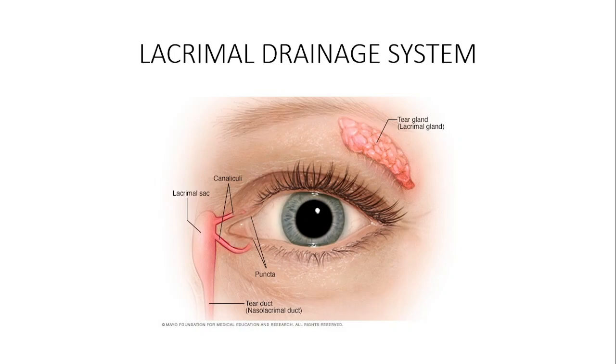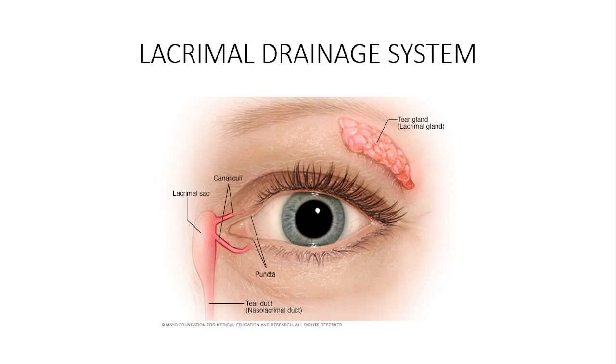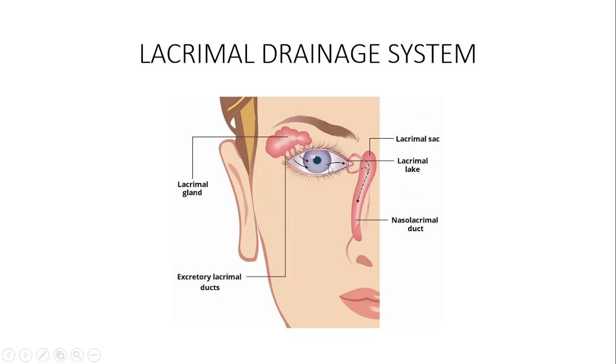So let me grossly go through how tears are drained. Basically, the lacrimal gland is here. As I said, tears are produced by the lacrimal gland, and once they are produced, they pass through the excretory lacrimal ducts. They are about 6 to 10 in number, found where the lacrimal gland itself is found. After that, these tears pass along the marginal strips, which is found at the gray line.